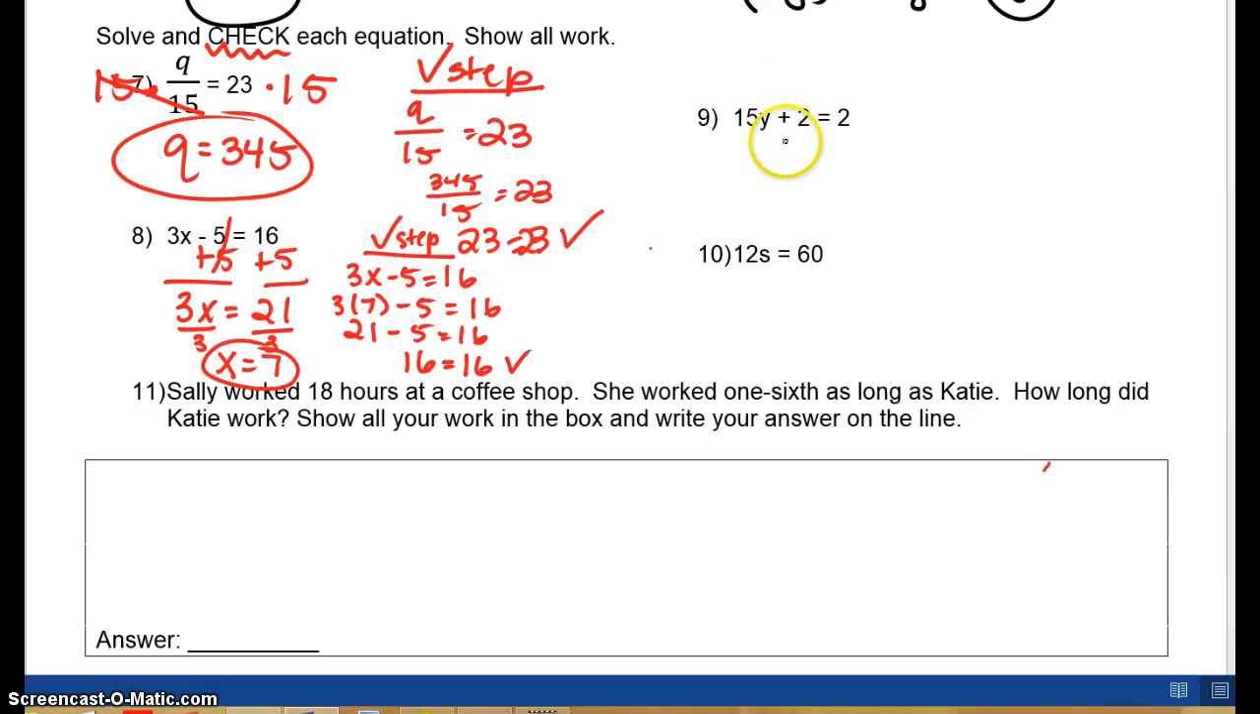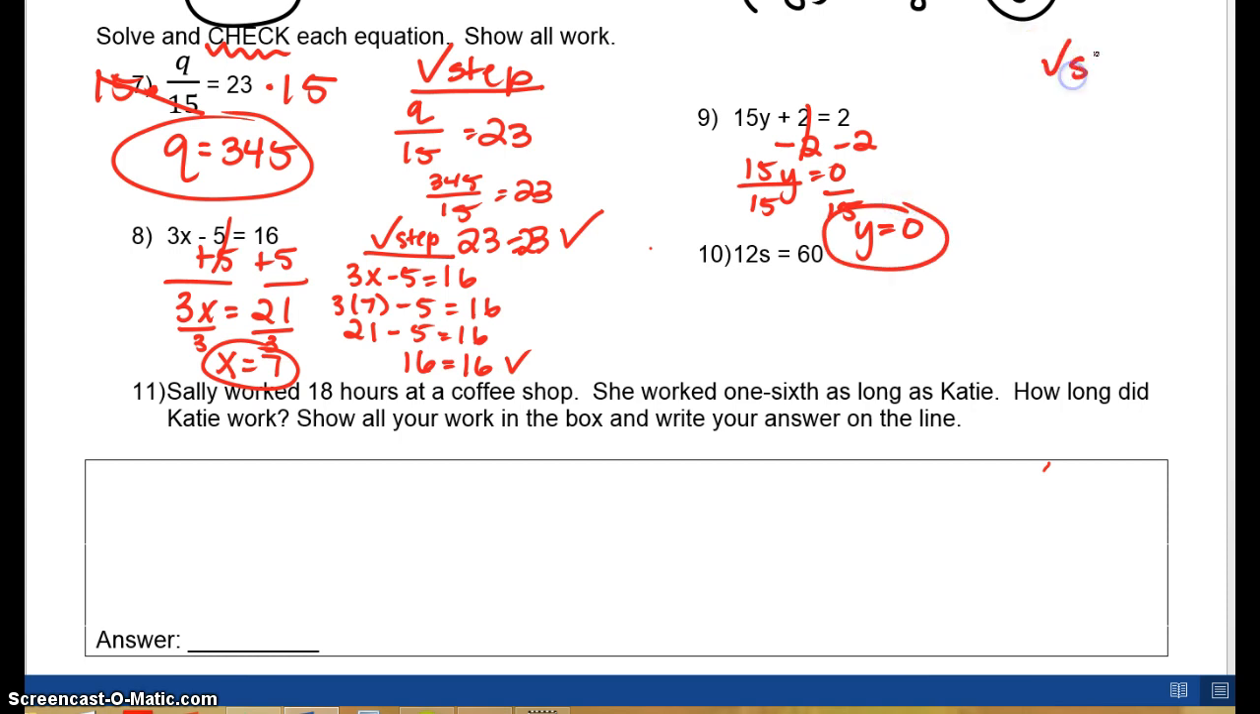So 9, again, it's a two-step equation. Get rid of whatever is not connected to our variable, which is that -2 there. Those cancel out. 15y equals 0. Divide both sides by 15 because that is what's connected to our variable. And our y, we get, equals 0.